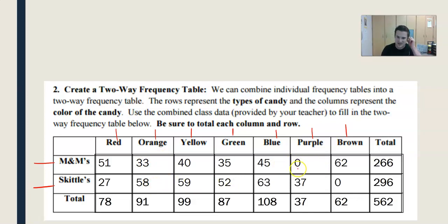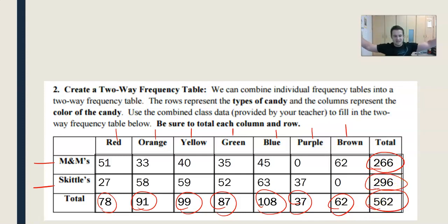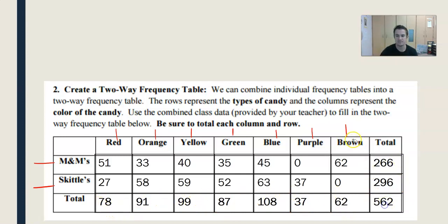Notice that nobody had any purple M&Ms because there are no purple M&Ms. There's only purple Skittles. And no one had any brown Skittles because there aren't brown Skittles. There are brown M&Ms. And then down here I have the total of all the reds, the total of all the oranges, yellows, greens, blues, purples, and browns of both M&Ms and Skittles. And then I have the total M&Ms of all colors, total Skittles of all colors, and then the total of all M&Ms and Skittles, the total number of all the different kinds of candy that we have.